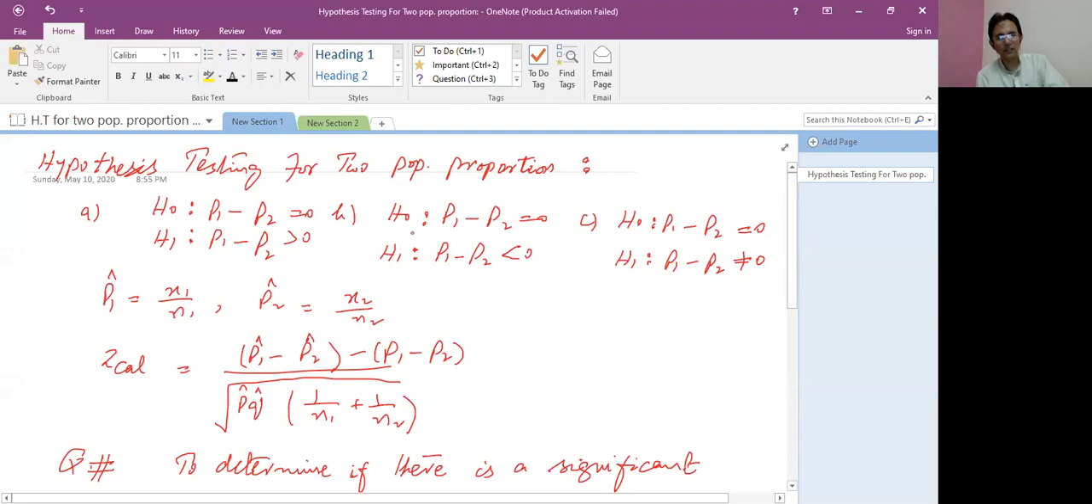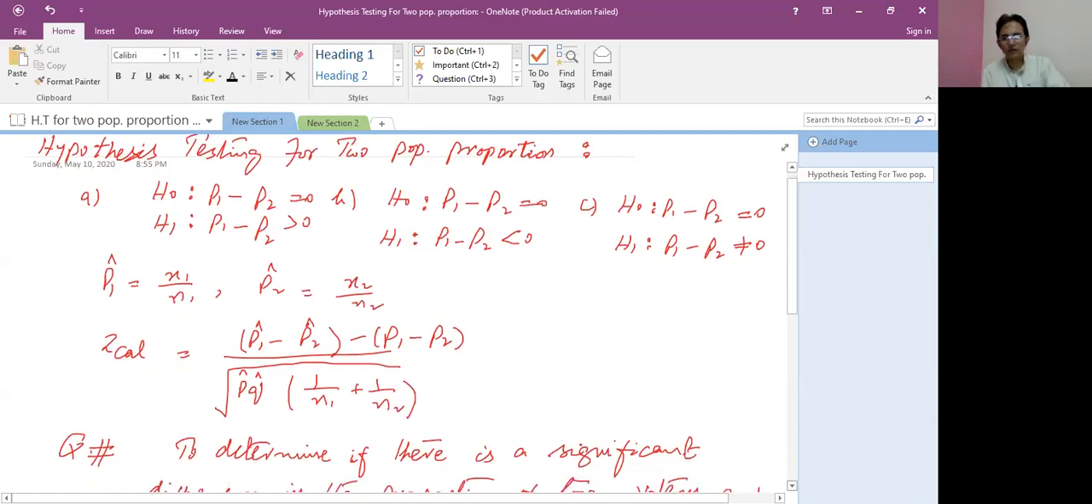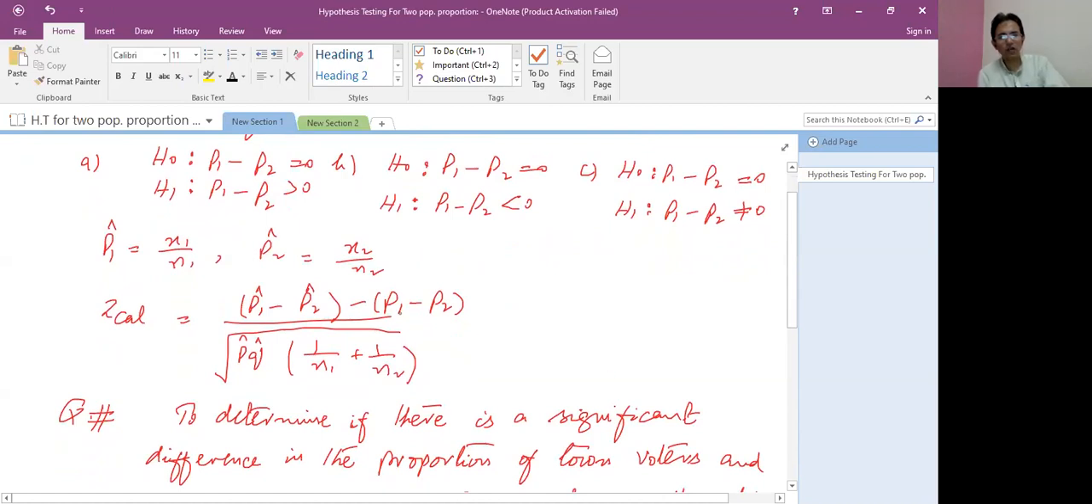There are three conditions in hypothesis testing. P1 and P2 represent the true population proportions. When the difference is greater than 0, it means a right tail test. Less than 0 represents a left tail test. Not equal to 0 represents a two tail test. We apply any one condition according to the application given.